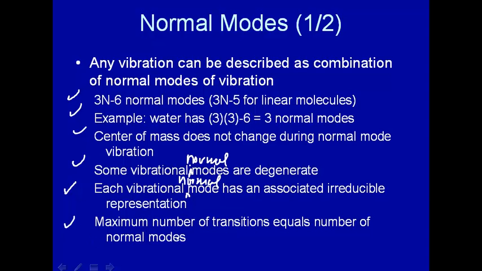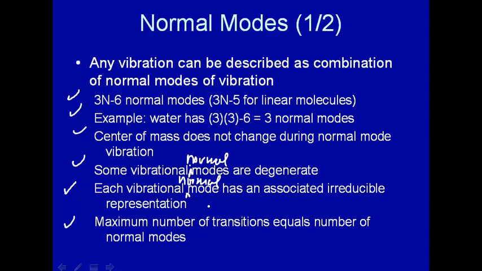Now, the maximum number of transitions is equal to the number of normal modes. That's where we go into spectroscopy. So we have a molecule. It can vibrate. The vibration can be described in terms of 3n minus 5 or 3n minus 6 normal modes. And that is the maximum number of transitions that you could ever see in vibrational spectroscopy.